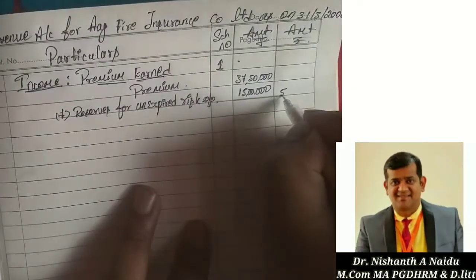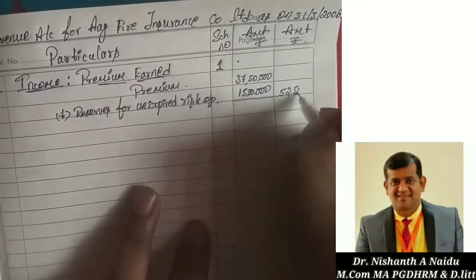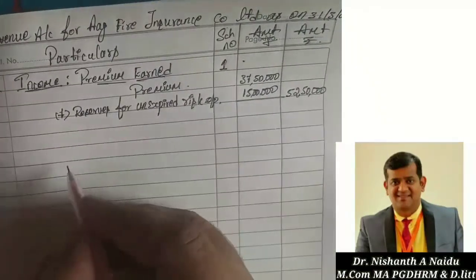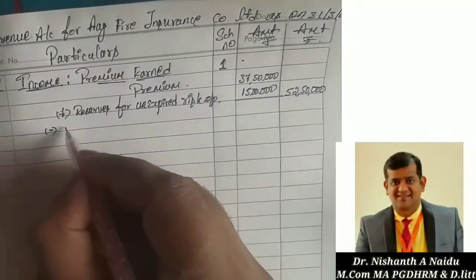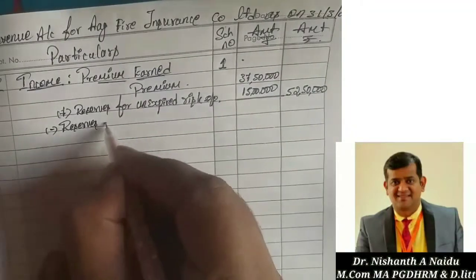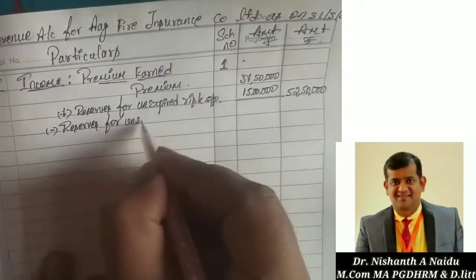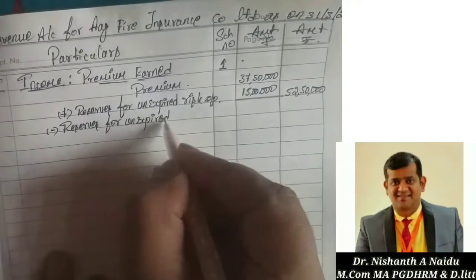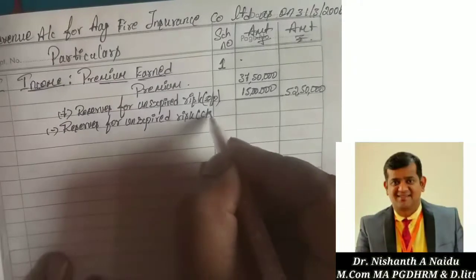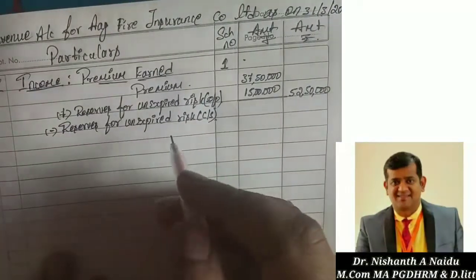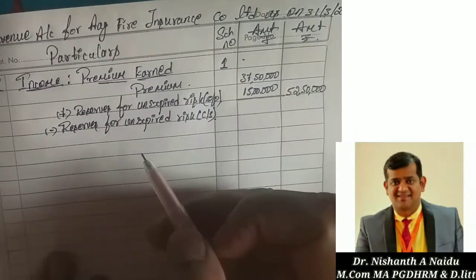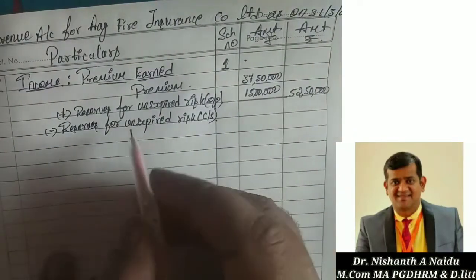So that comes to 52 lakh 50,000, less reserves for unexpired risk. So it is going to be a closing one. So closing we have to calculate, that is 50%. He has said in the adjustment. In fire insurance we normally give 50%. 50% of what? Net premium.